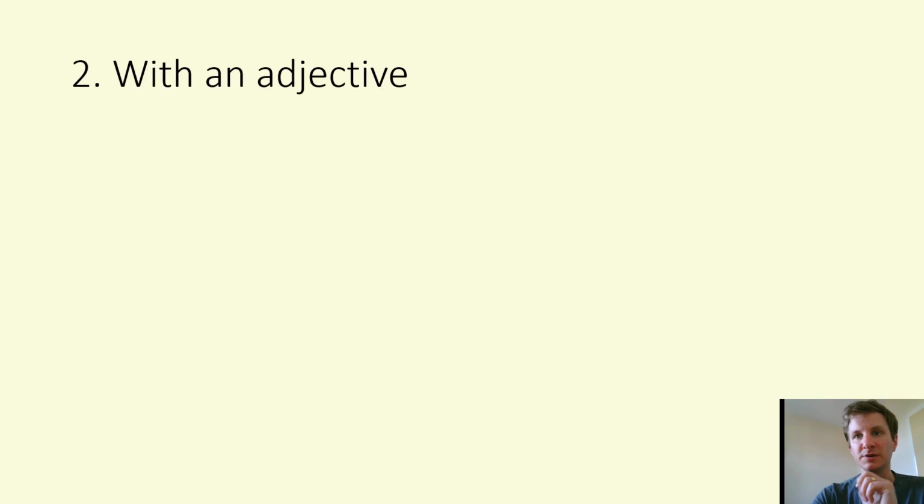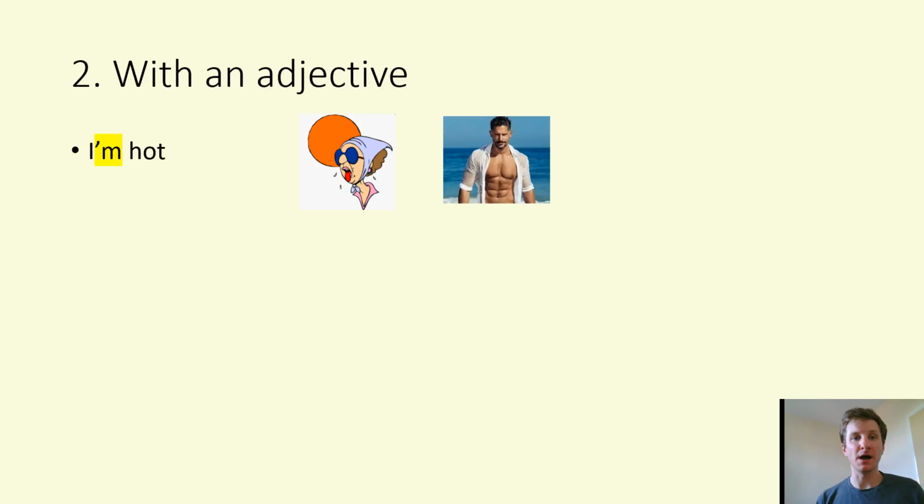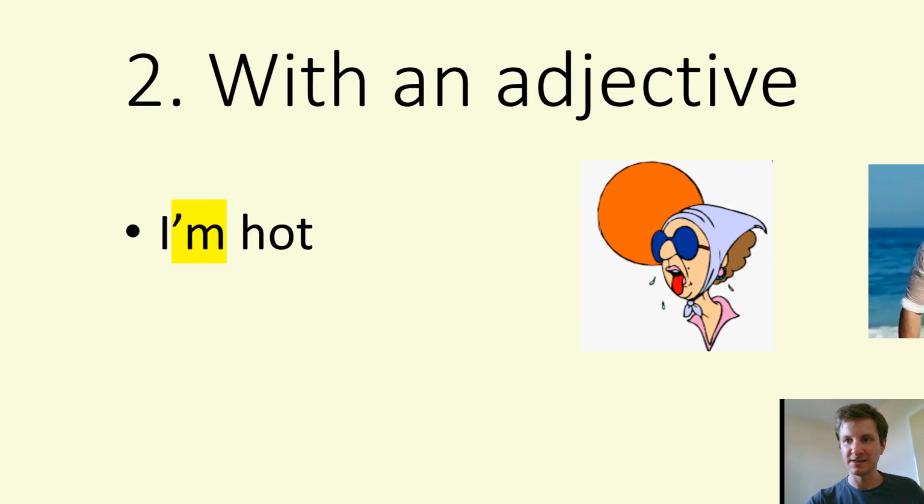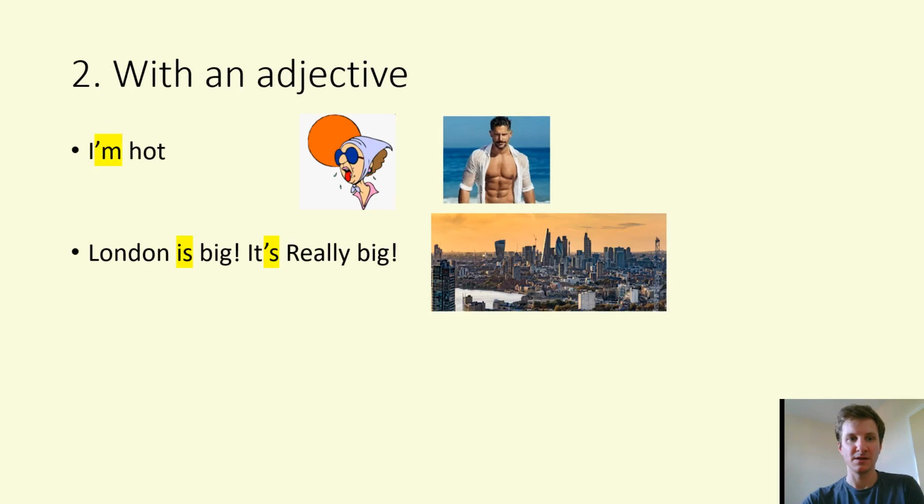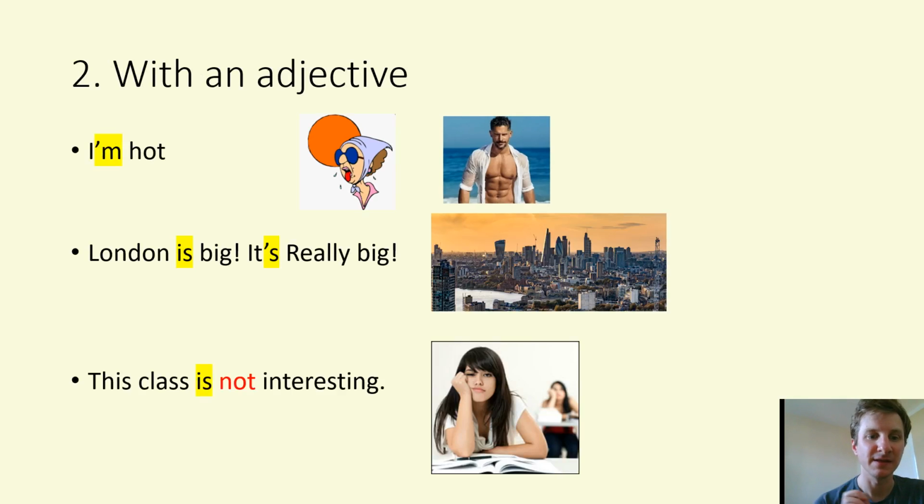Number 2, we use a be verb with an adjective. For example, I'm hot. I'm hot could have two meanings. We could have this meaning, or we could have the other meaning over here. I'm hot. I am hot. London is big. It's really big. So big is an adjective. We use the be verb with adjectives. This class is not interesting. Here, interesting is an adjective, and this is a negative sentence.